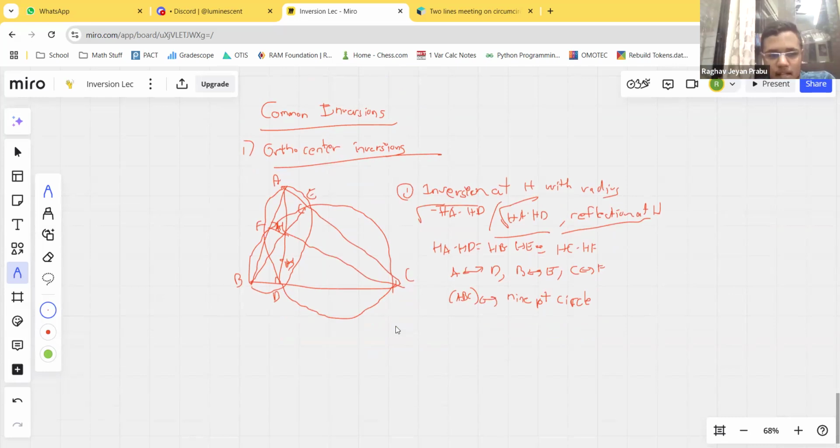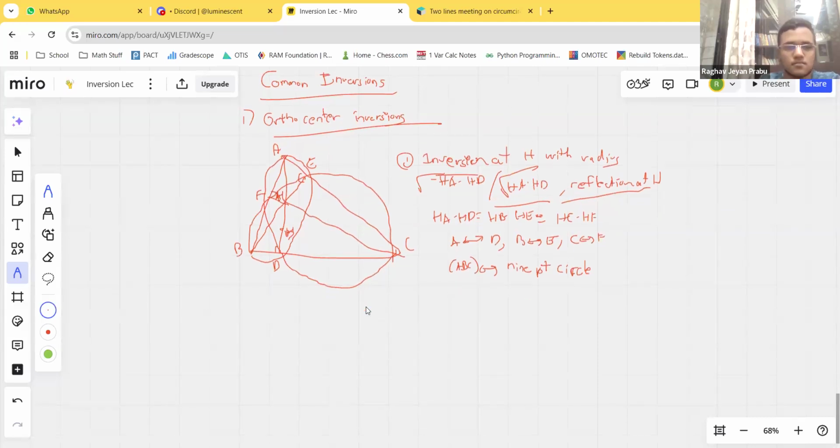So ABC maps to the nine-point circle, and the further properties depend on what problem you're solving. Sometimes this is useful to prove certain lemmas. Sometimes it's used to do the whole problem also. There is in fact one IMO problem. I do not recall the year number. I'll find it and put it in, maybe in the problem set also, one problem on this type of inversion. Then the second type of inversion is at A, which is also related to orthocenters.